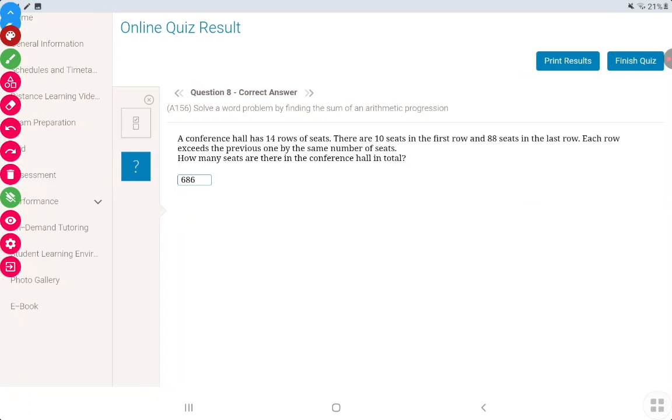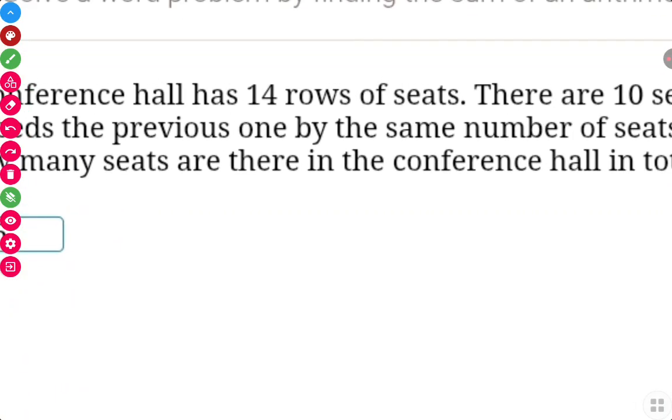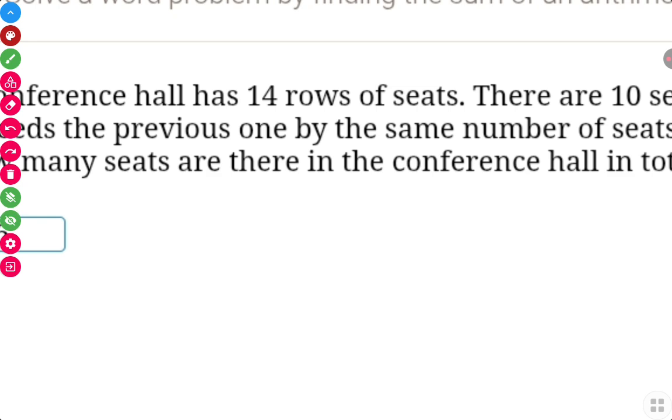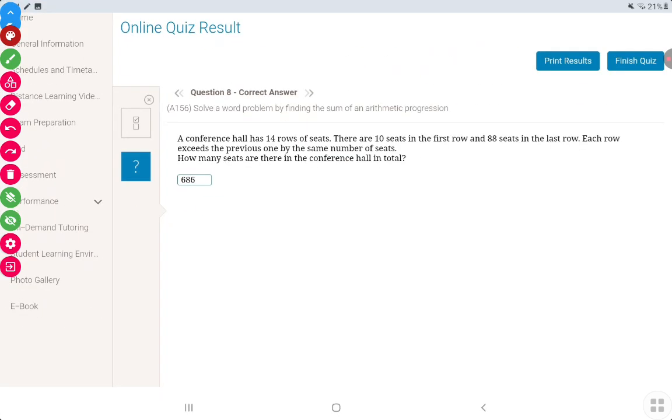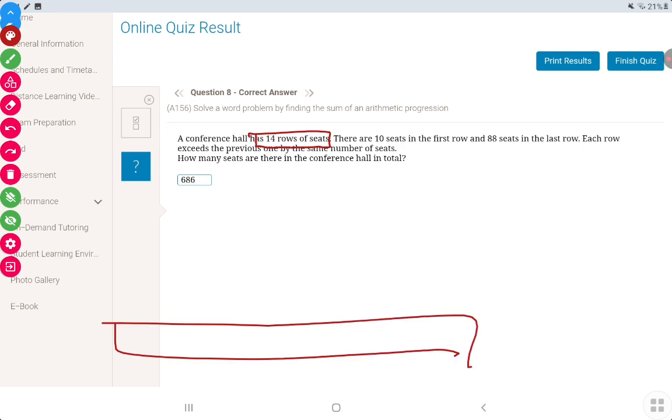Okay, a conference hall has 14 rows of seats, okay? In word problems, rows stand for n, okay? So if they told us there's 14 rows, that means n is equal to 14, okay? There are 10 seats in the first row. First row means first n, first n means a1, okay? First n, first term, a1. So they told us a1 is equal to 10.